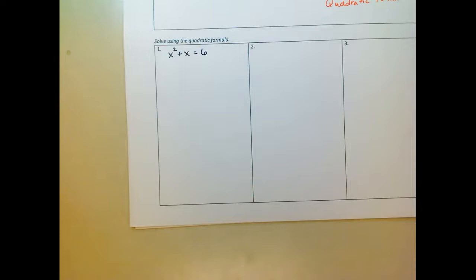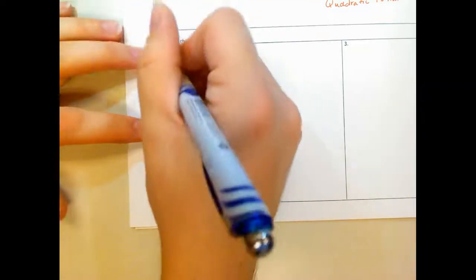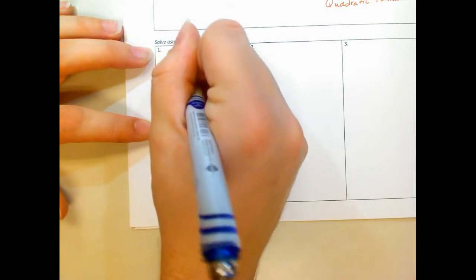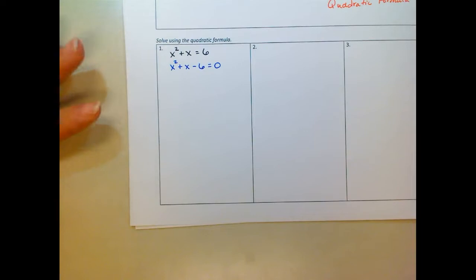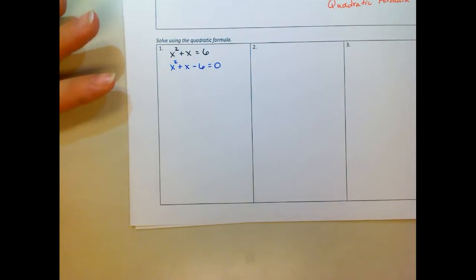So the very first thing you should do when solving using the quadratic formula is to get everything equal to 0. So it needs to be in standard form. So we would start by, of course, subtracting 6 so that this equals 0. Okay, and then at this point we are going to use our good old quadratic formula.